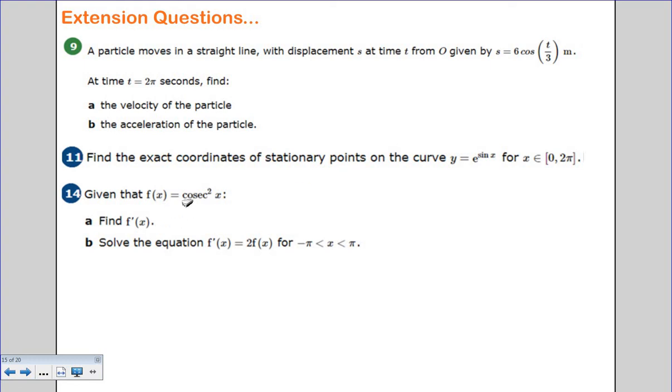Question 14, straightforward differentiation to begin, but then you have an equation to solve. That will be a trig equation to solve, but hopefully you're now experts on that. Okay, here are the solutions.